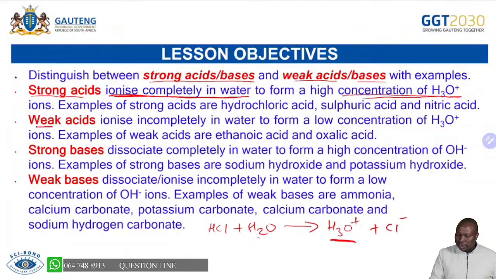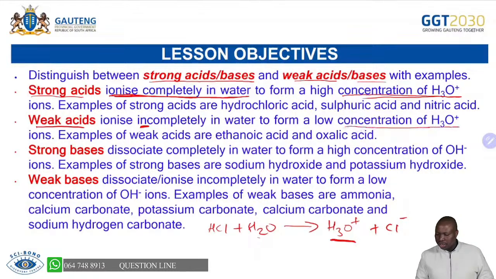When it comes to weak acids, they ionize incompletely. The difference there is the "in": these ones won't ionize completely, and in water they form a low concentration of hydronium ion. So a weak acid will ionize incompletely in water to form a low concentration of hydronium ion. Strong acids form a high concentration of hydronium ion because they ionize completely, whereas weak acids form a low concentration of hydronium ion because they ionize incompletely.